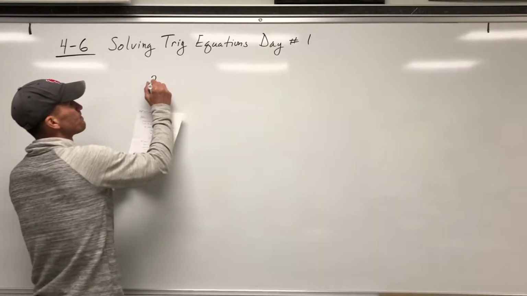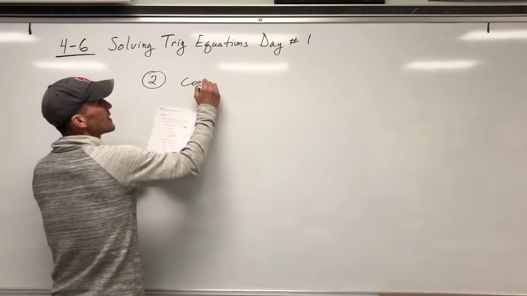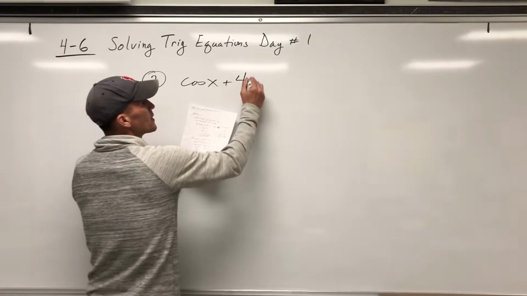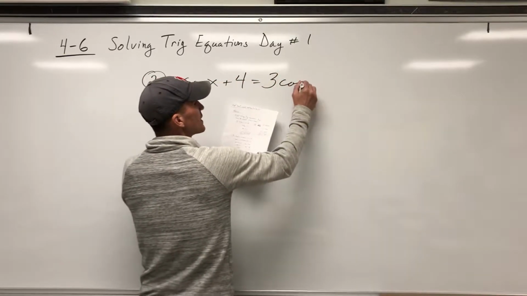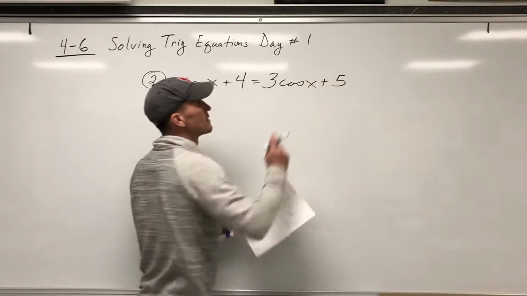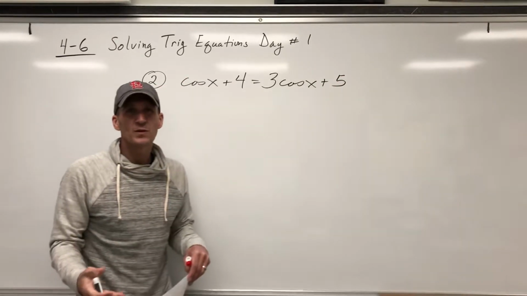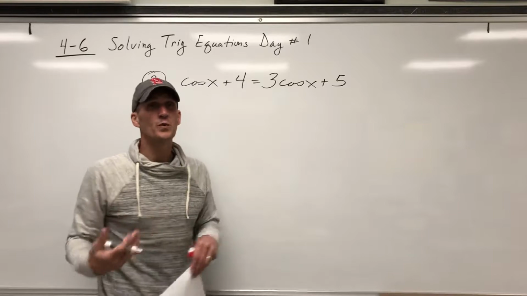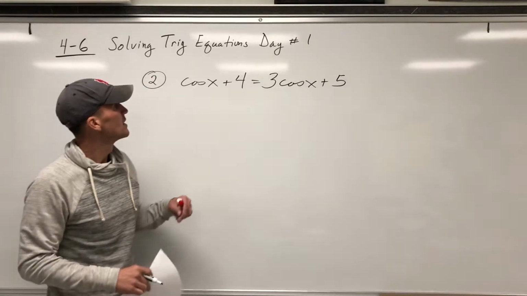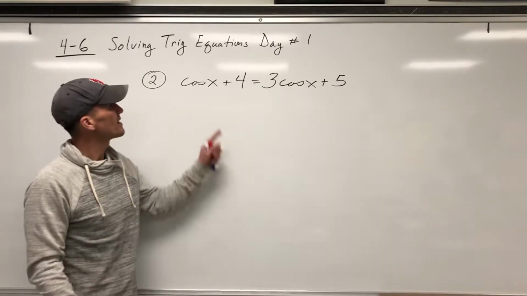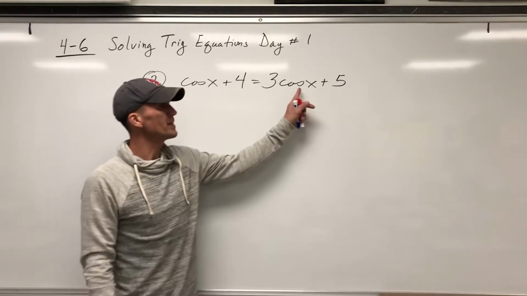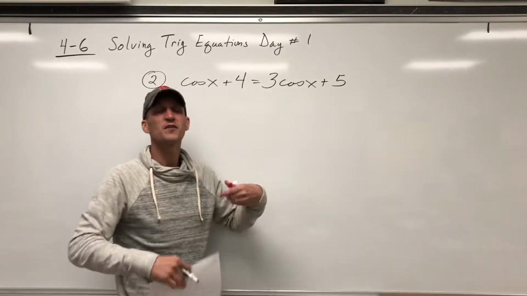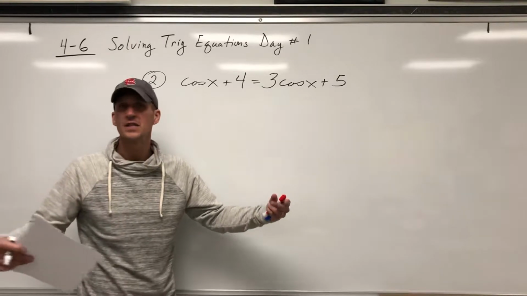Number 2, we're going to have cosine of x plus 4 is equal to 3 cosine of x plus 5. Same thing here. It's really the same as equations from our Algebra 1 days or earlier this year. We just got to get x by itself. But if I have a trig function over here and over here, that's okay, just like I could have had variables on both sides of the equation.